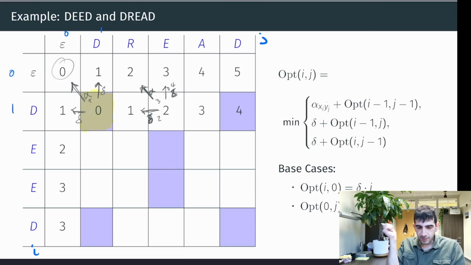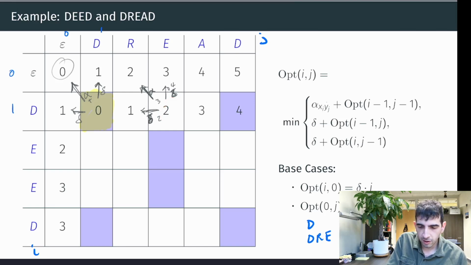Okay? So does this make sense? Let's look at this. Is the minimum alignment of D with DRE 2? So we have D and we have DRE. Yeah, that makes sense. It is indeed 2.